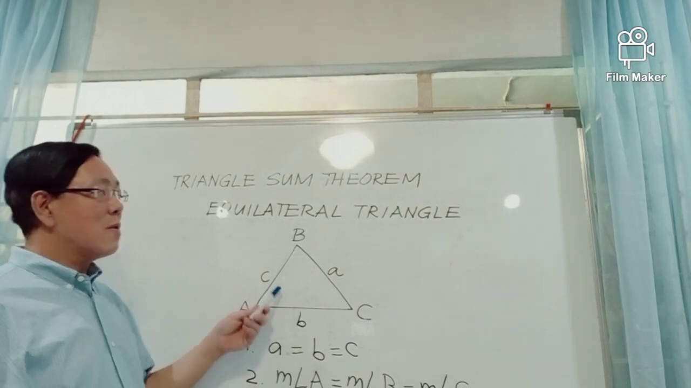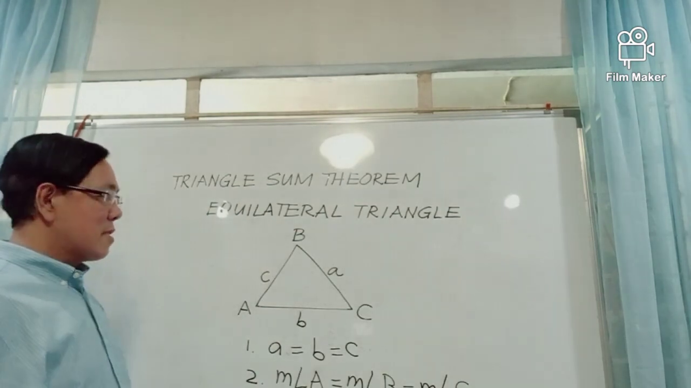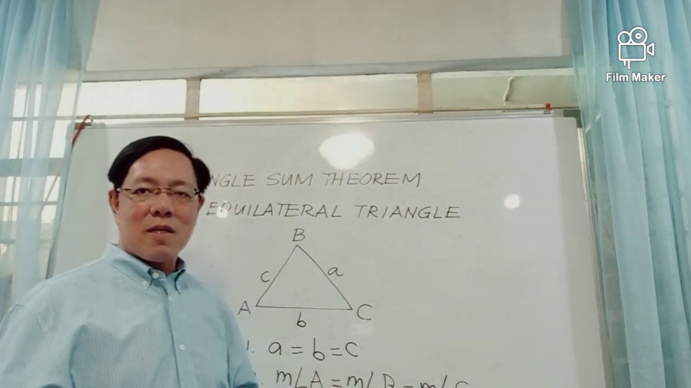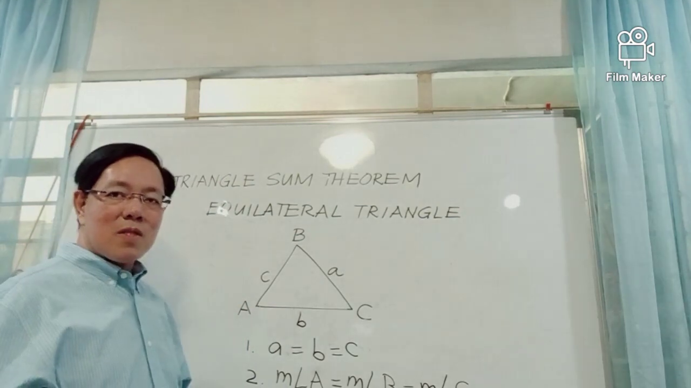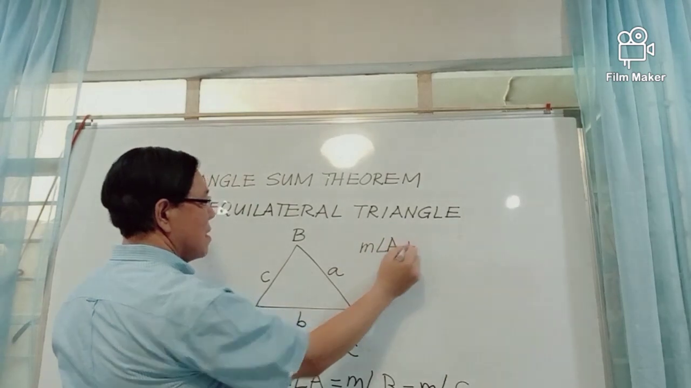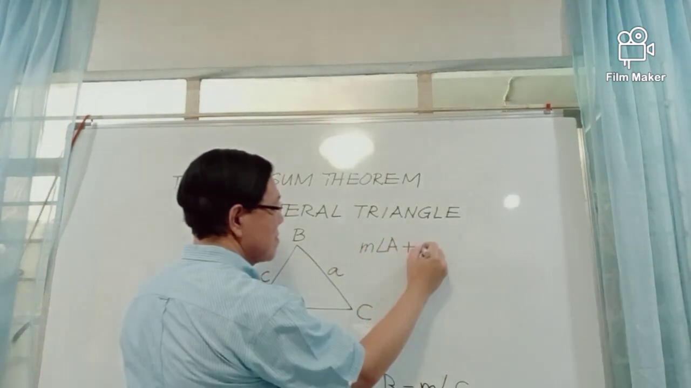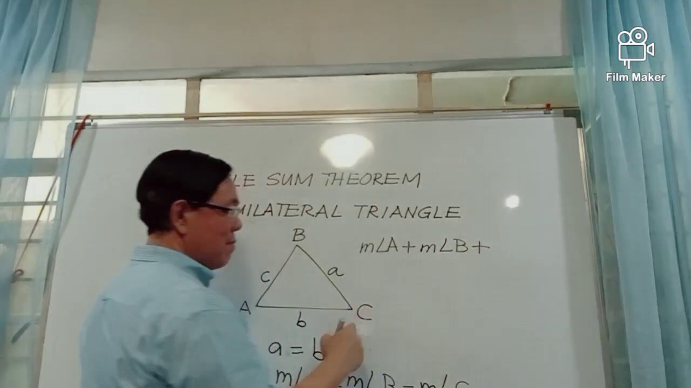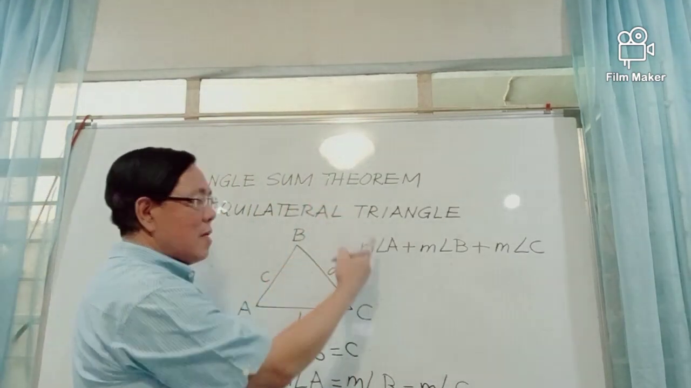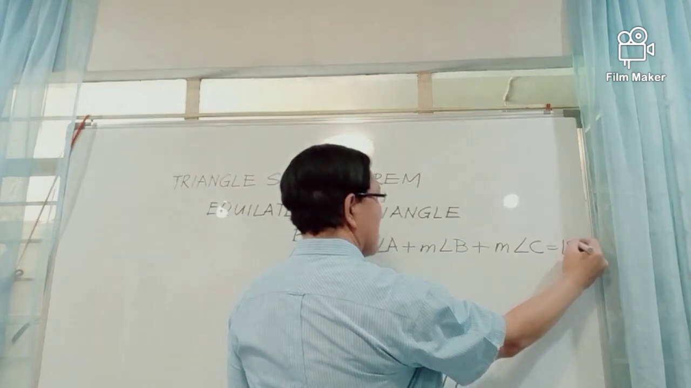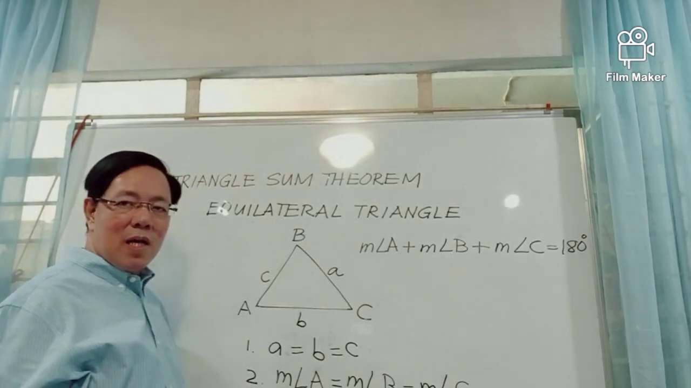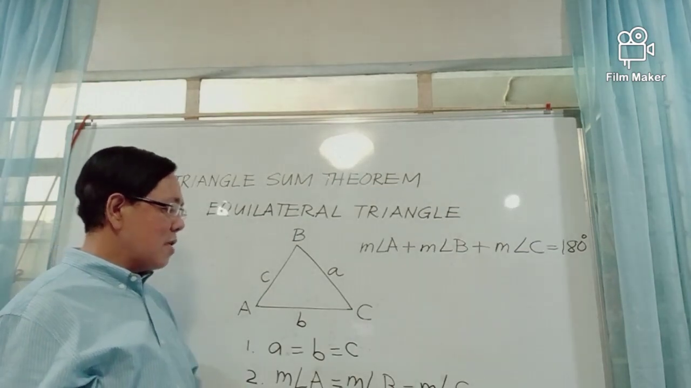Now, using this equilateral triangle, we write the triangle sum theorem. It says that the sum of the measures of the three angles of a triangle is 180 degrees. In symbols, we write the measure of angle A plus the measure of angle B plus the measure of the third angle C. By the triangle sum theorem, this sum is equal to 180 degrees. But by this property of an equilateral triangle, the measure of angle A is equal to the measure of angle B.